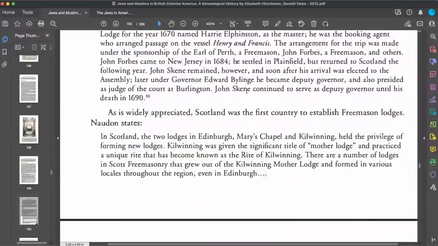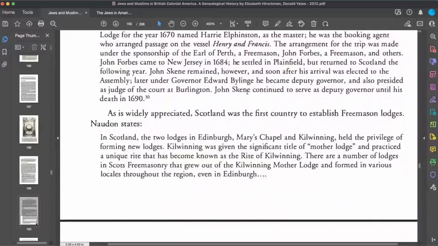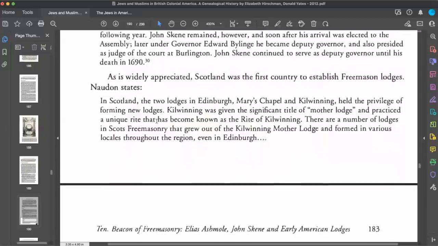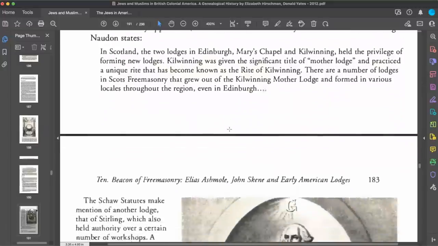As is widely appreciated, Scotland was the first country to establish Freemason lodges. In Scotland, the two lodges in Edinburgh, Mary's Chapel and Kilwinning, held the privilege of forming new lodges. Kilwinning was given the significant title of Mother Lodge and practiced a unique rite that has become known as the Rite of Kilwinning. There are a number of lodges in Scots Freemasonry that grew out of the Kilwinning Mother Lodge and formed in various localities throughout the region, even in Edinburgh.